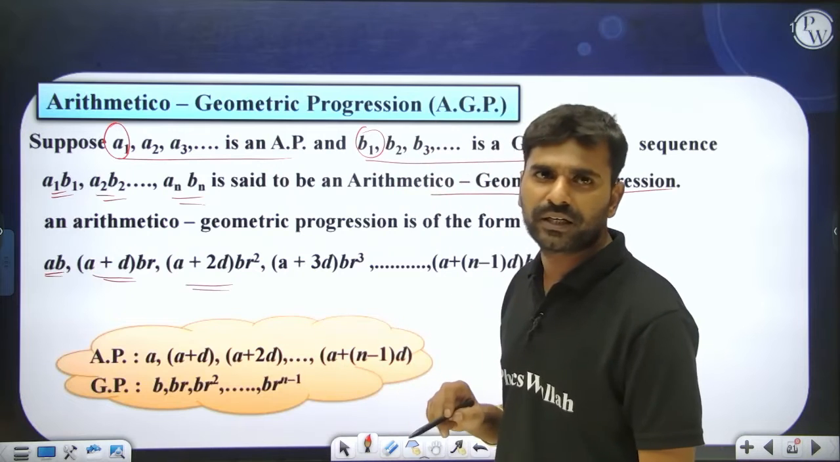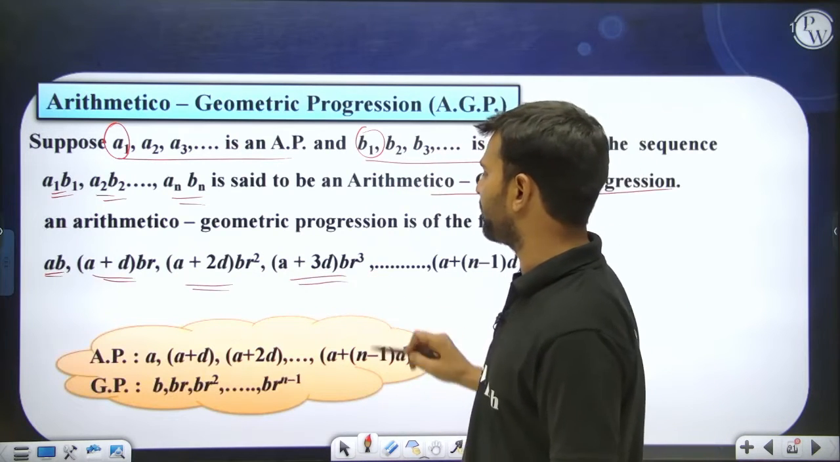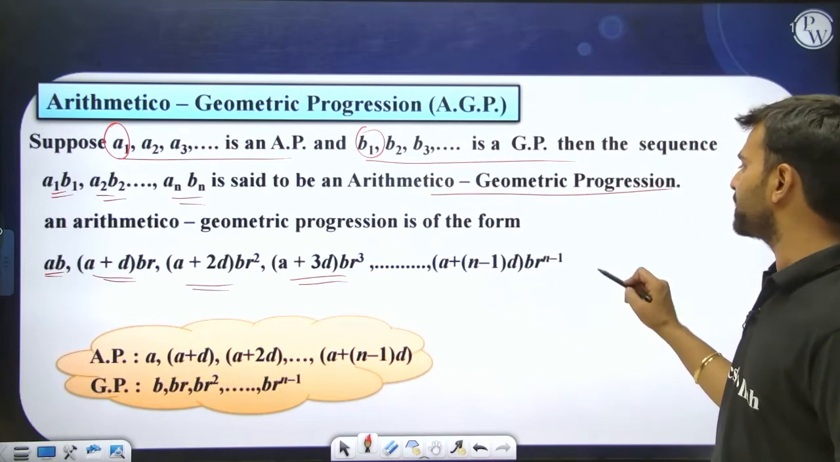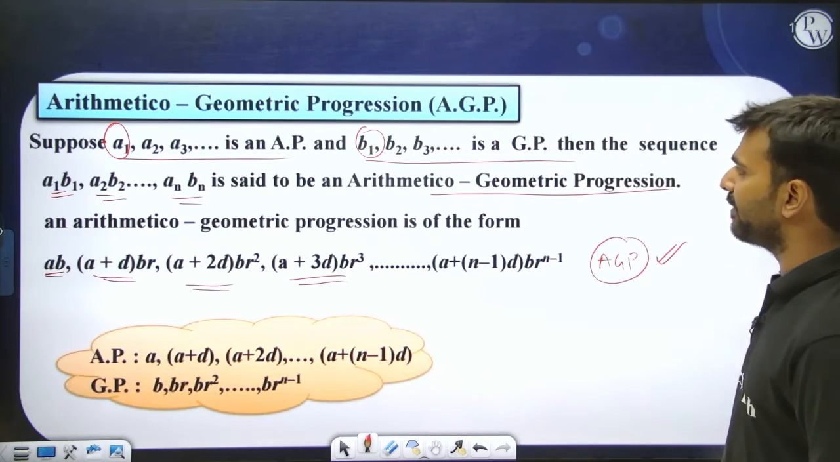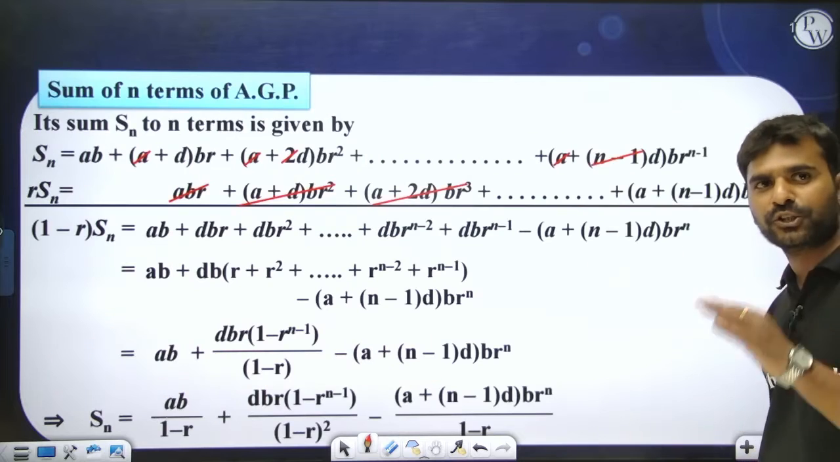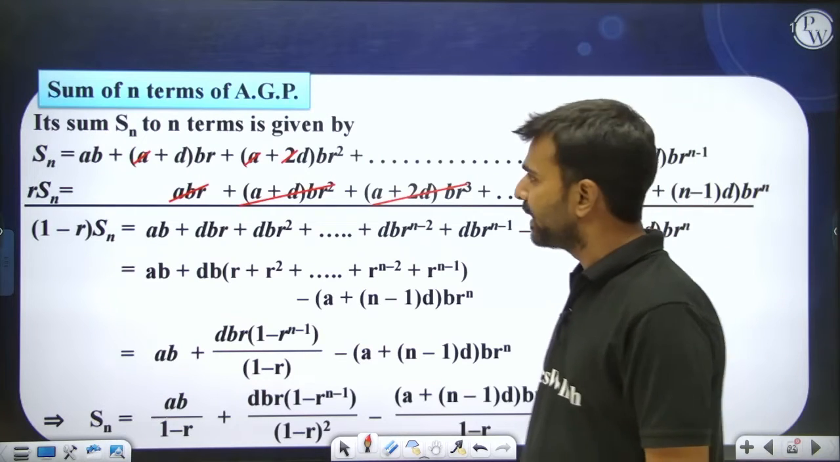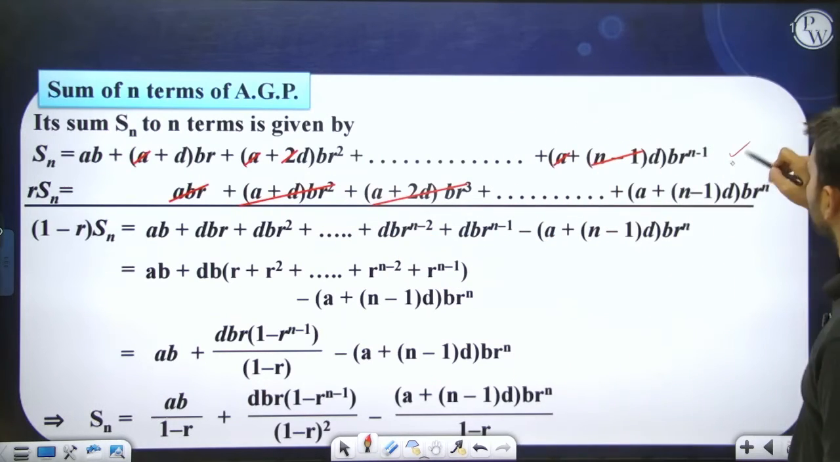Third term of the AP with third term of the GP, fourth term of the AP with fourth term of the GP, we're going to get this. So this is nothing but an AGP. Summation of AGP is very relevant, and for that what we need is the common ratio of the GP. Let's say this is an AGP and its summation is what we want to find out.